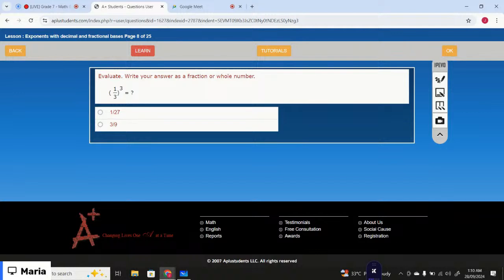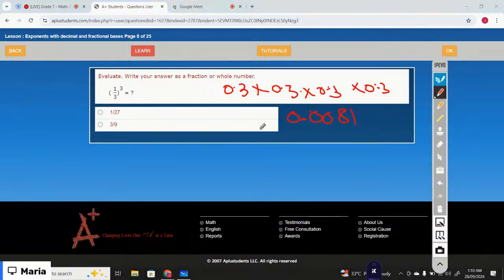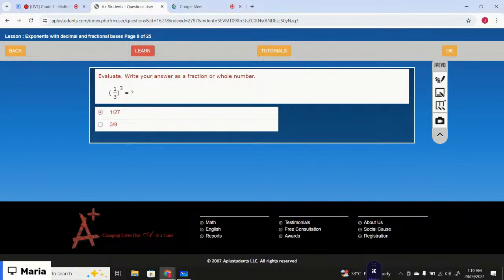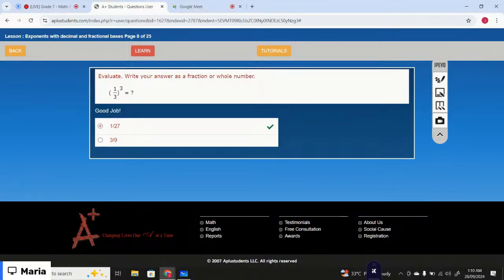The correct option is you have to do 1 by 3 times 1 by 3 times 1 by 3, right? So that is 3 times 3 is 9 and 9 times 3 is 27. So the correct option is option number 1, that is 1 over 27.